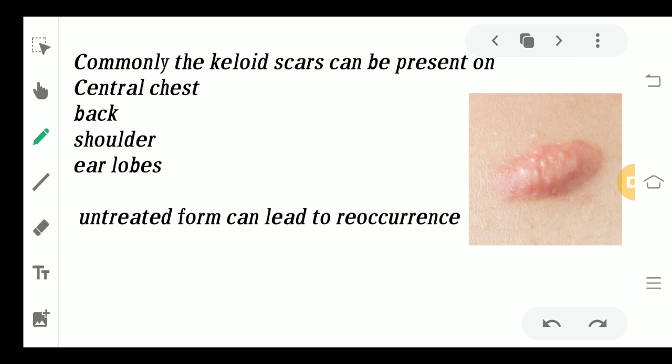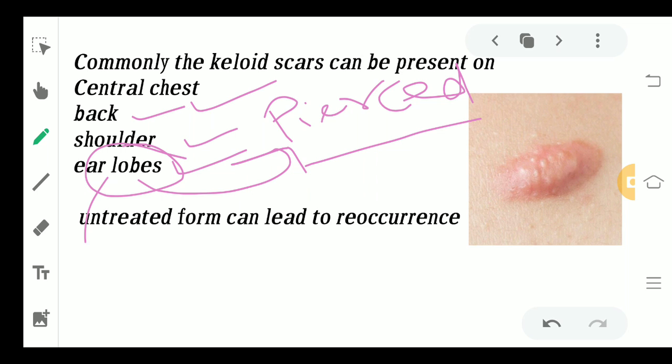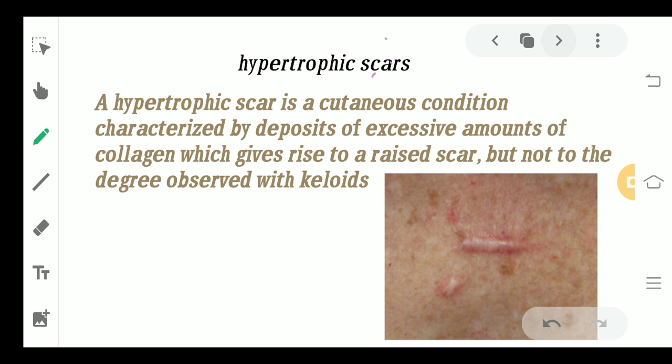Now coming to where these keloid scars are most commonly found. They can be found on the central chest region, back, shoulder, and earlobes. Now earlobes, why? They are most commonly associated with piercing. You know, girls get their ears pierced and there it can lead to the formation of keloid scars. So piercing is the most common activity involved with the occurrence of keloid scars, and so this is more common in females. That is the reason that keloid scars are more common in females. Now if it is untreated, it can further lead to recurrence also, so it is important to get it treated properly.